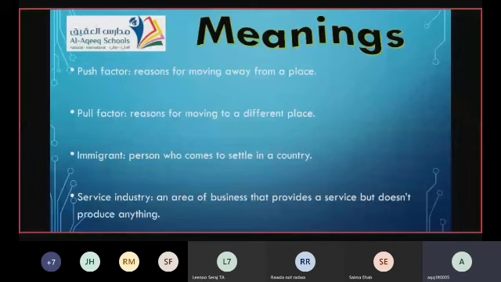I want one of you to read it if you're able to see it. Can I? Yeah. Okay. Meanings. Push factor, reasons for moving away from a place. Pull factor, reasons for moving to a different place. Immigrant, person who comes to settle in a country. A service industry, an area of business that provides a service but doesn't produce anything. Thank you.